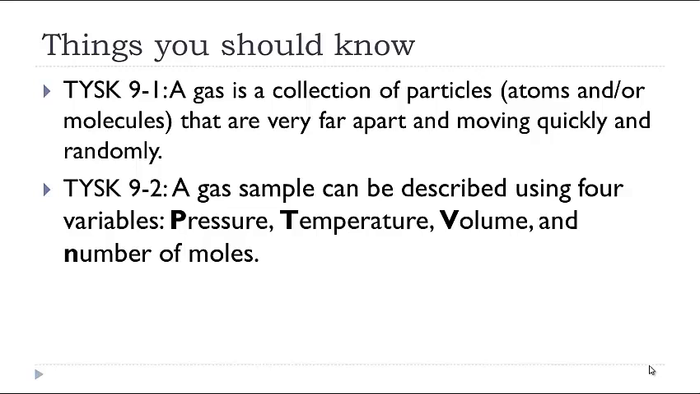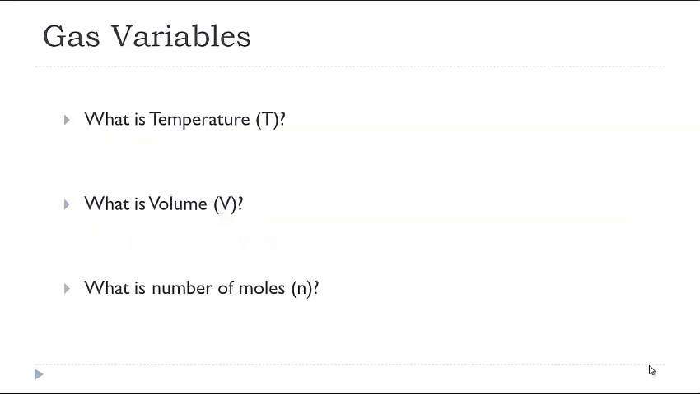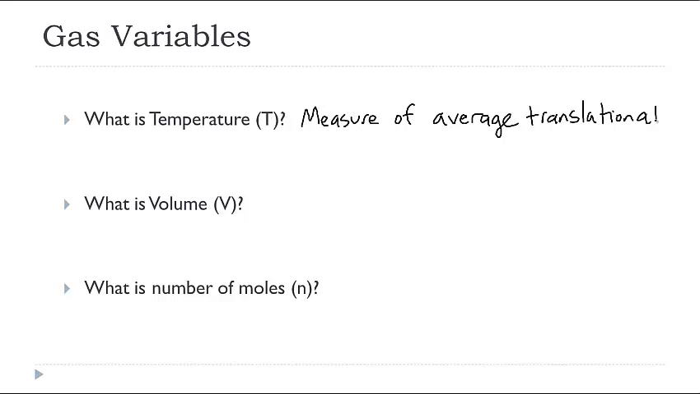And then we'll talk about 4 different variables with a gas. It's pressure, temperature, volume, and number of moles. 3 of those are really straightforward, or we've talked about before. Temperature. What exactly is temperature? All right, measure of the average translational kinetic energy of the particles in a sample.